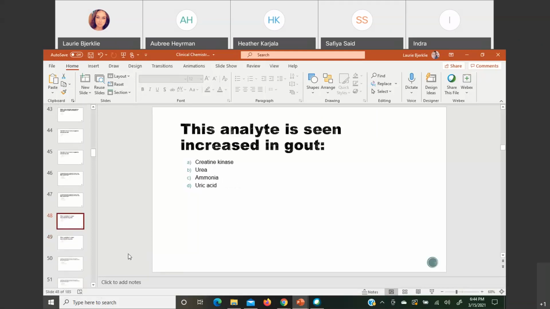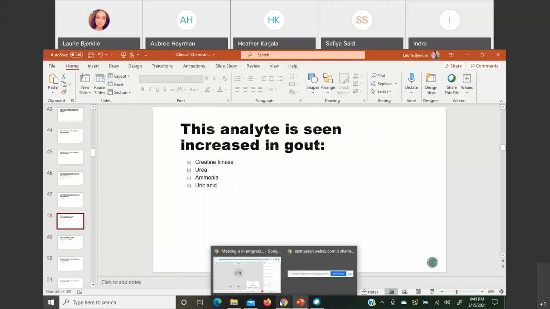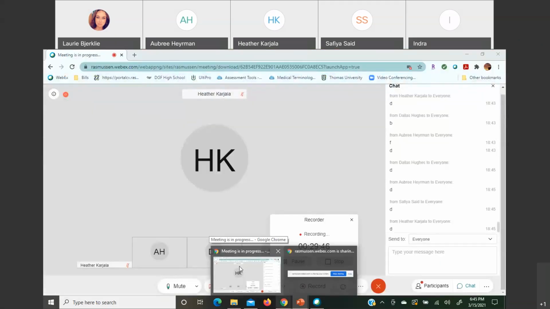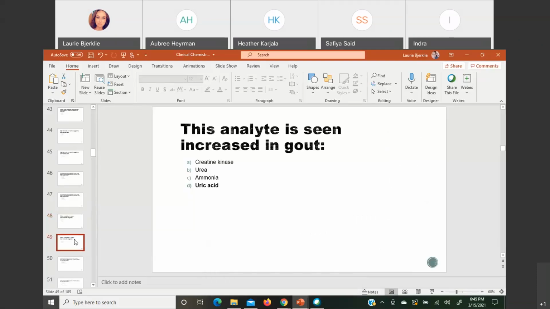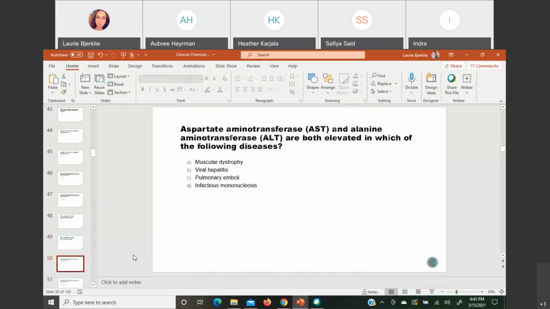All right, this analyte is seen increased in gout. This one should be pretty fast. Yeah, good. Uric acid, perfect. Pretty much the only reason we usually measure that. AST and ALT are both elevated in which of the following diseases?